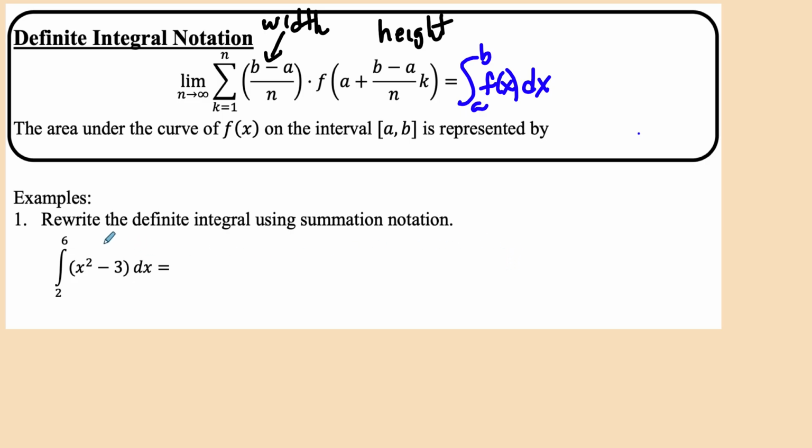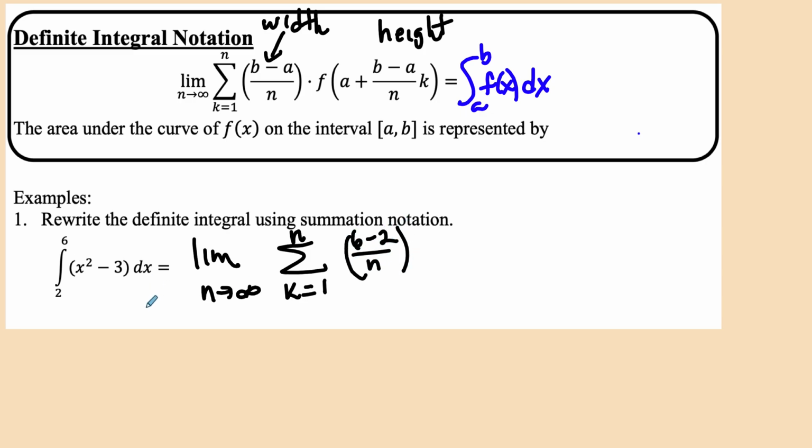Let's talk about rewriting the definite integral here as a summation. To do that, let's again follow this format here. This will be the limit as n approaches infinity. We want to take a lot of rectangles as k equals 1 to n. And then let's figure out the width. The width will be 6 minus 2 over n. That'll be our width. That's going to be this dx.